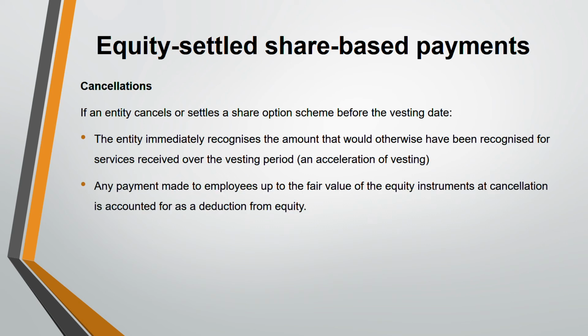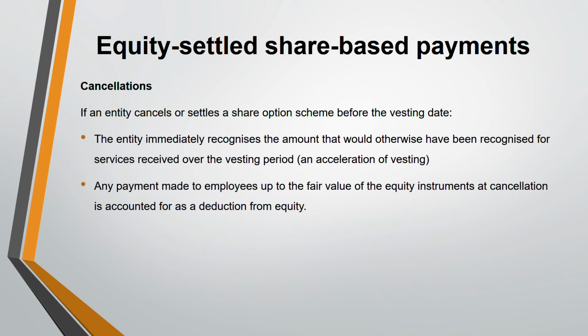Next, any payment made to employees up to the fair value of equity instruments. See, every time here we will be talking about equity instruments. Equity instruments means shares or share options, it includes both, okay? So if you are making any payment to the employees up to the fair value of equity instruments at the date of cancellation, remember, it is accounted for as a deduction from equity. Why? Because from equity only you are paying, no? That share or share option you are paying to the employee will go from where? Equity. So it will be cut off from your equity.